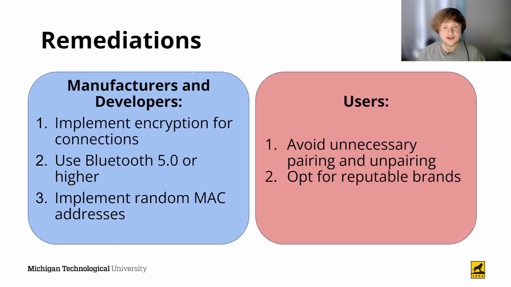For manufacturers and developers, making sure to implement encryption on all device communications stops many of the attack vectors we tested within this project. Additionally, using Bluetooth 5.0 or higher allows for the usage of the newest security features within the protocol. Lastly, implementing random MAC addresses thwarts many of the tested attack vectors, as well as making tracking of users very difficult.